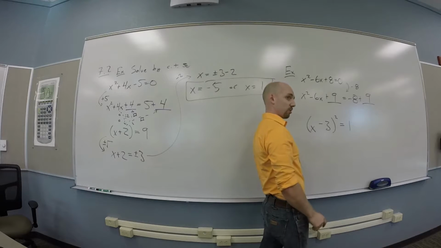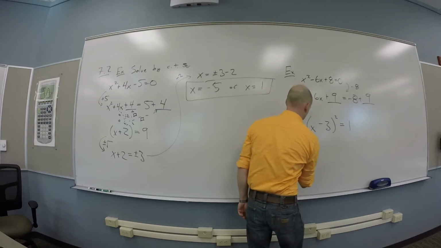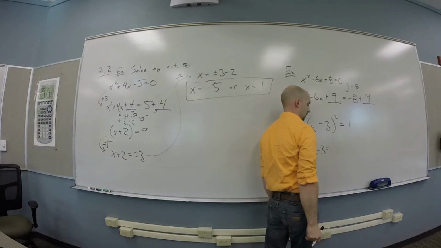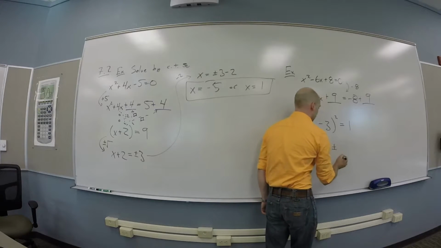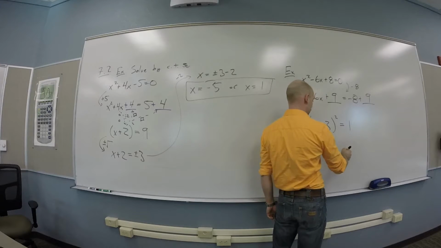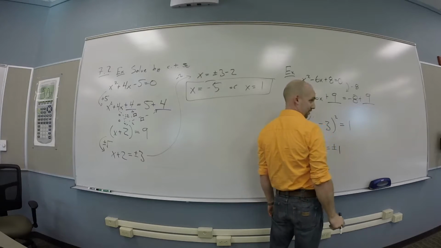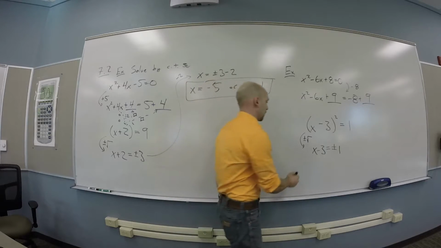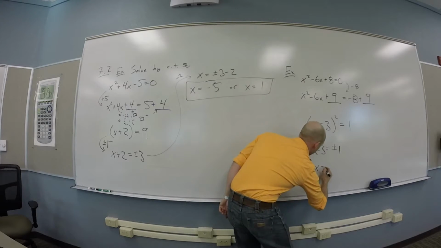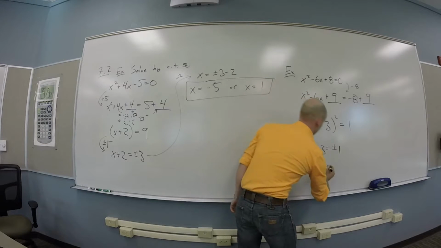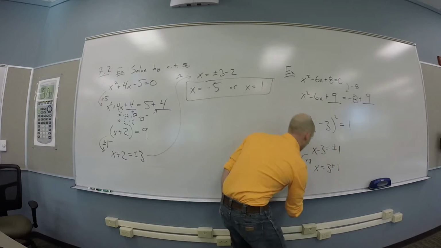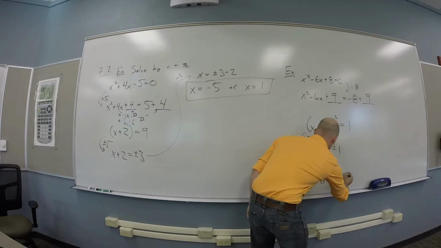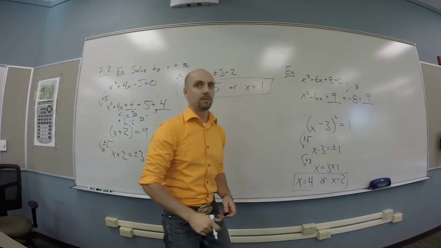Okay, so to extract the roots, I take plus or minus the square root of both sides. So I get x minus 3 is plus or minus 1. The square root of 1 is 1. Now what? You add 3 to both sides. So we get x is 3 plus or minus 1, which gives me x is 4 or x is 2. Cool.